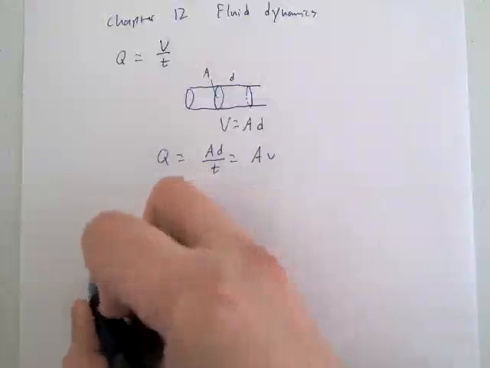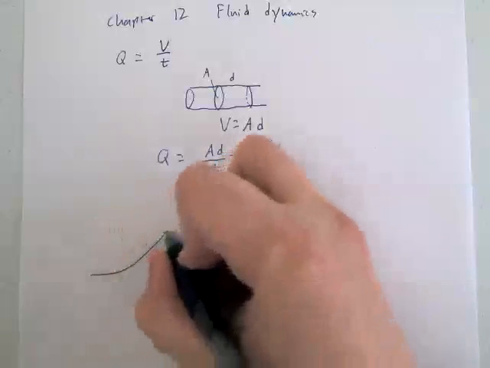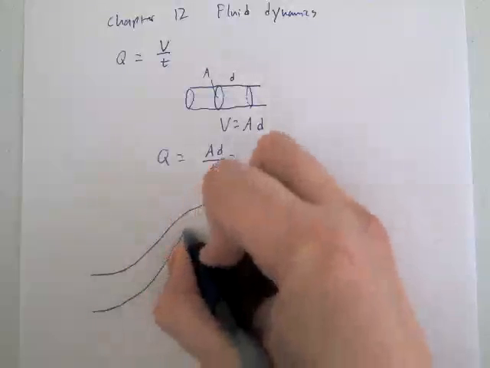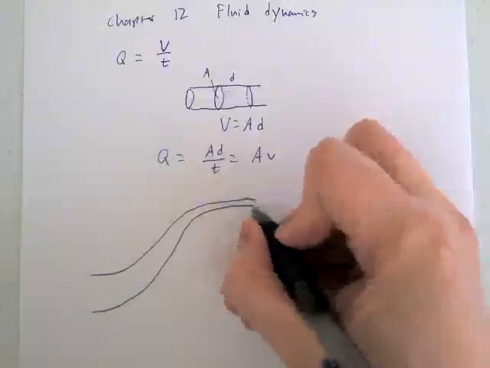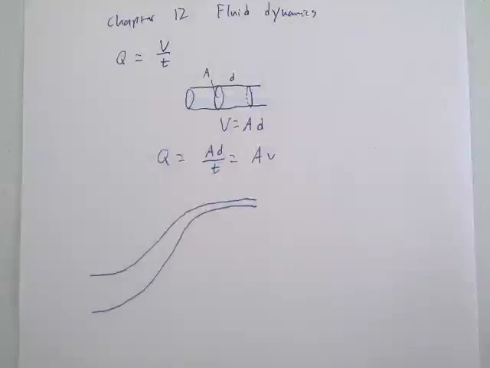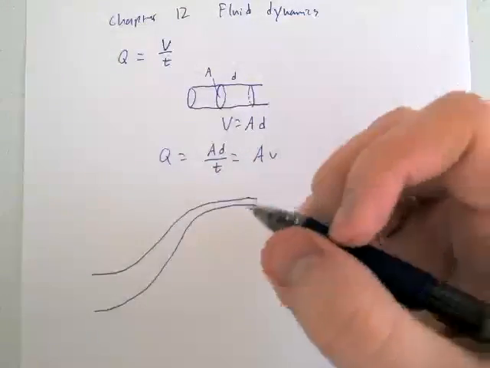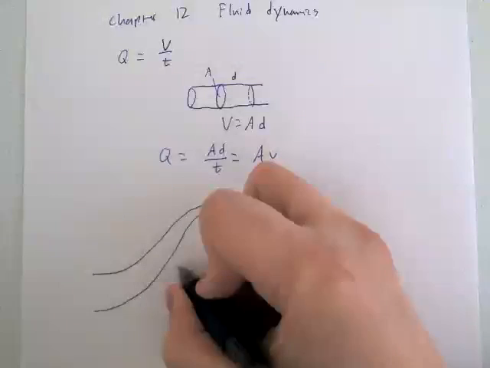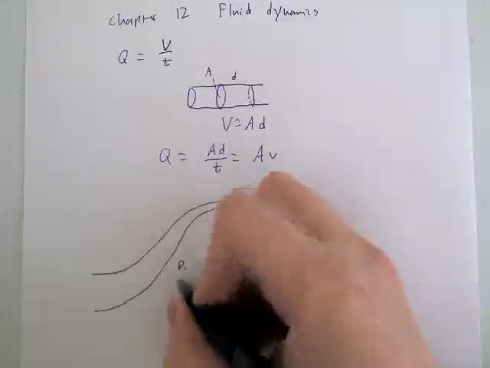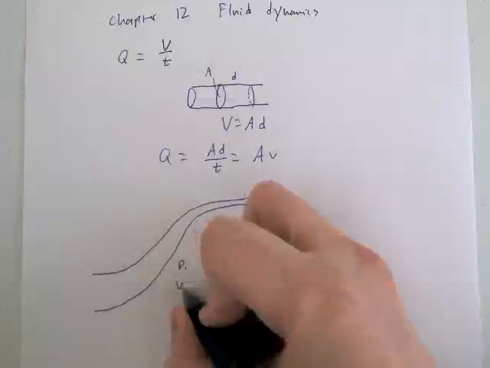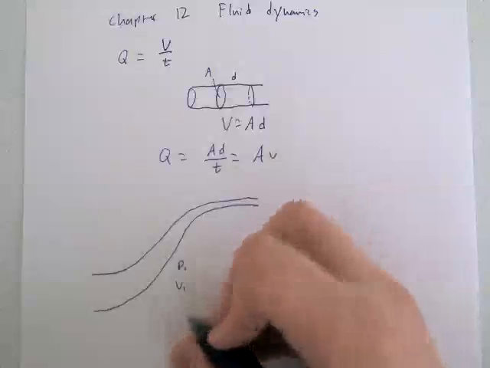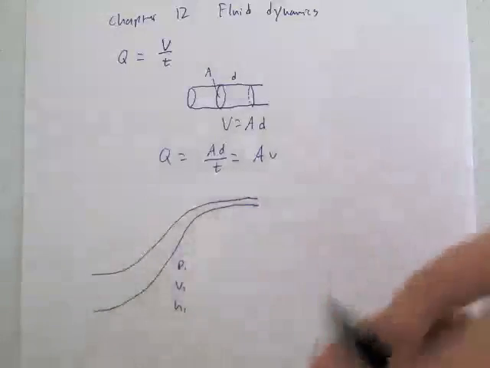Let's say that we have a section of pipe that looks like this. It starts out very wide, and then it goes up, and it also gets very narrow. So now we're changing two different things at the same time. Here at the bottom of this pipe, we're going to have some sort of pressure, which we'll call P1, some sort of speed, V1, and also some sort of height, which we'll call H1.